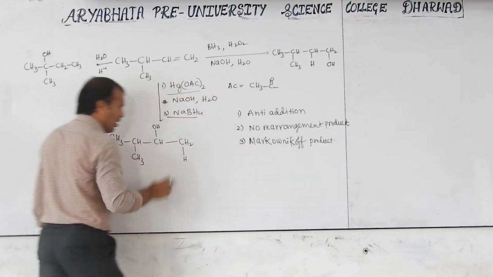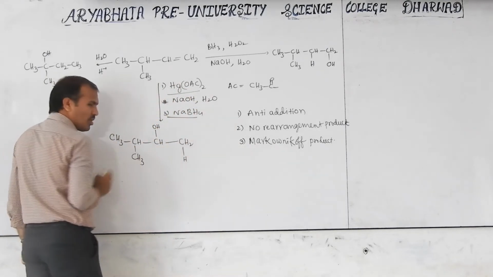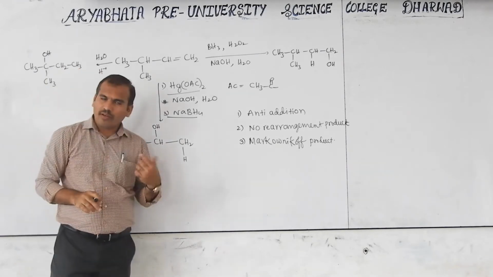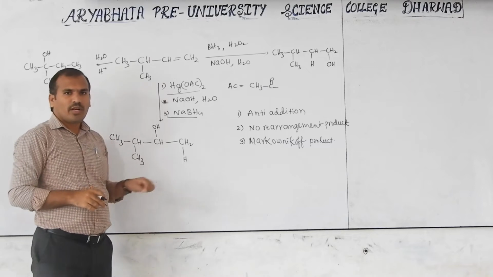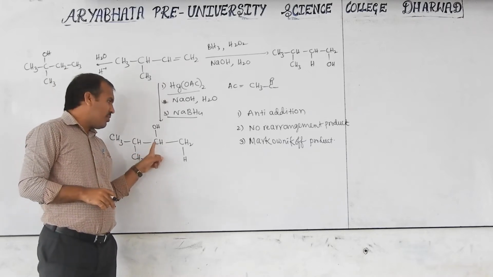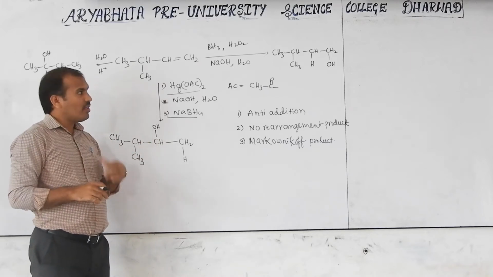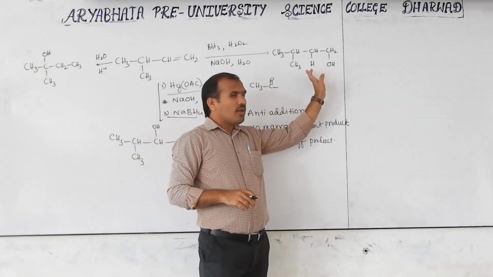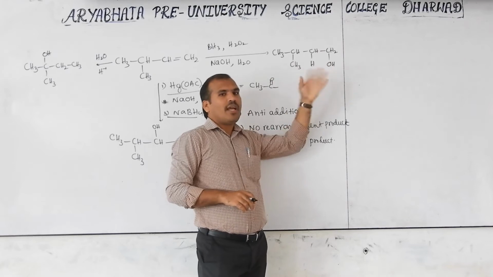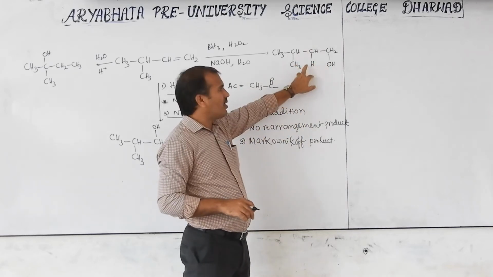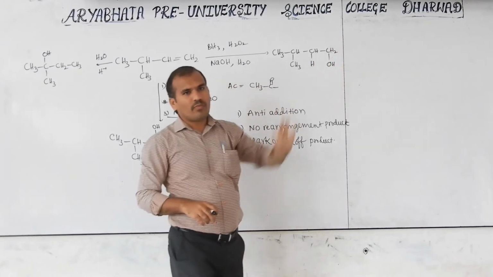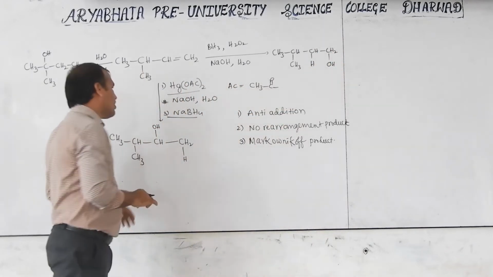In the Markovnikov product, if you observe here, how many hydrogens are there? 2. Here, how many hydrogens are there? 1. So according to Markovnikov's rule, the negative part of the reagent bonds to the double-bonded carbon giving less number of hydrogens. So in the last slide, there is a small mistake. This is the Markovnikov product I wrote. Actually, this is the non-Markovnikov product. OH should be bonded to the carbon which has more hydrogens. So that is a small mistake you have to observe.